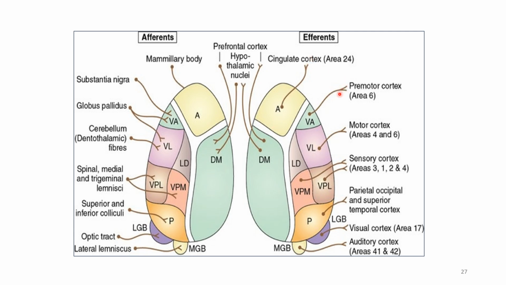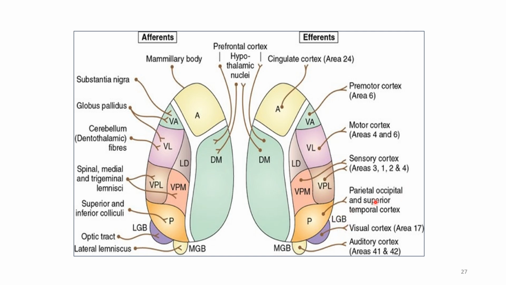These are the efferents. From the anterior nucleus, it will go to cingulate cortex. From ventro-anterior, it will go to premotor cortex, area number 6. From the motor cortex, it will go to area number 4 and 6. And VPL and VPM will go to area number 3, 1, 2 and 4.